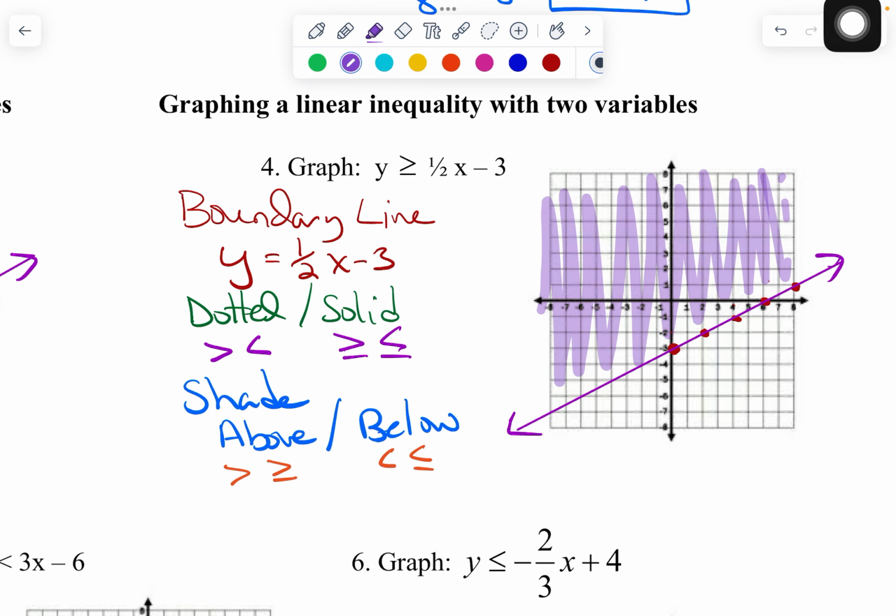All right. So that's how you graph a linear inequality with two variables. I'm going to go ahead and cut the video here. I'm going to make a separate video going into the other couple of questions that are on this note sheet.